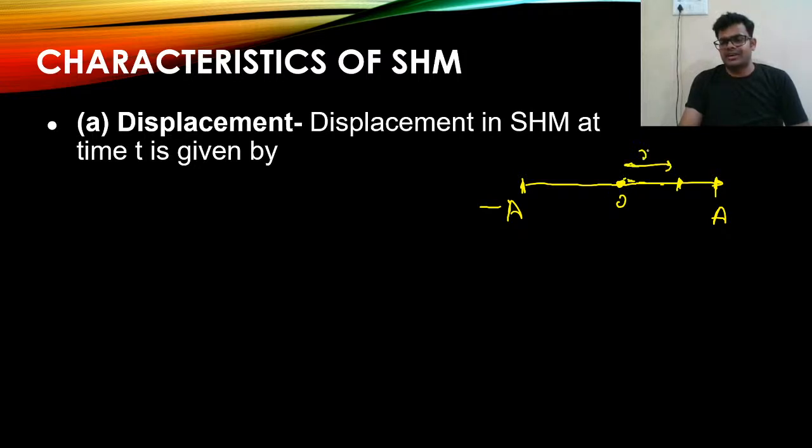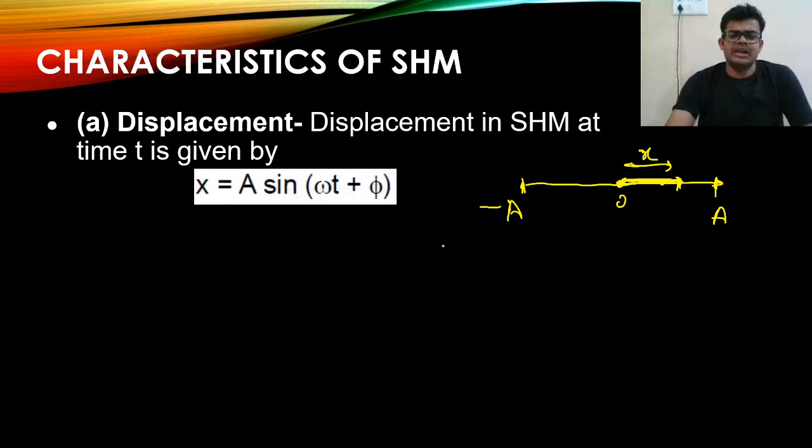So this is at x. I will say this is in the positive direction, so plus x is the displacement. Simple. Displacement of the particle from the mean position is called displacement of the SHM. Next, it can be given by the equation x equals a sine omega t.